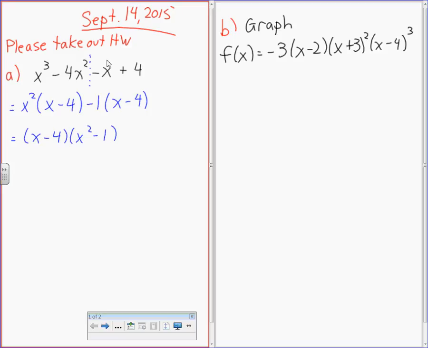All right, Joseph, we are close to being done this factoring, but not quite yet. What's the last step? You factor the x squared minus 1 into x plus 1 and x minus 1. It was a difference of squares.